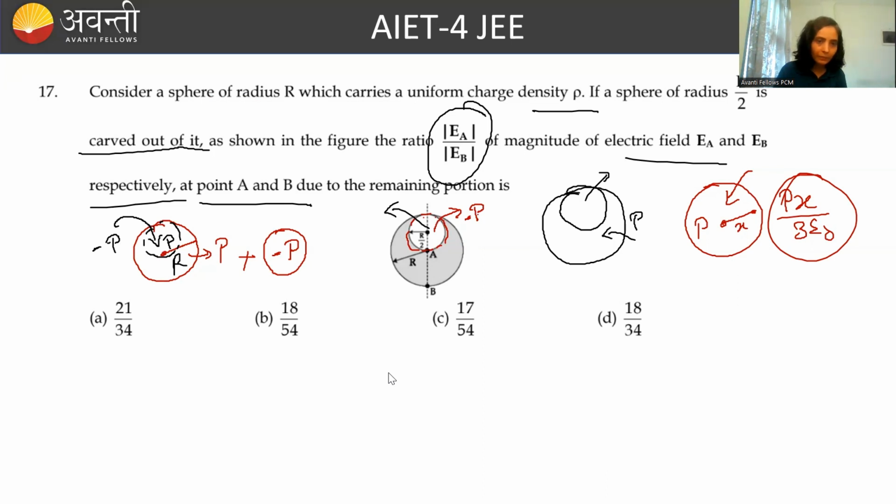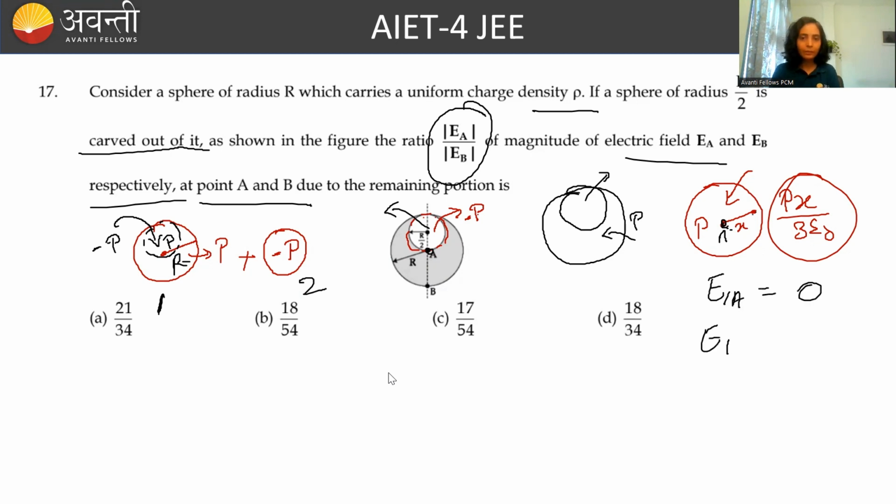Now the electric field at point A will be because of these two systems. I am taking the bigger sphere as the first system and the smaller one as the second. Point A is at the center of the first system. At the center, x is 0, right? A point is here, so x is 0. So because of the first system, the electric field at point A will be 0. So E1A is 0.